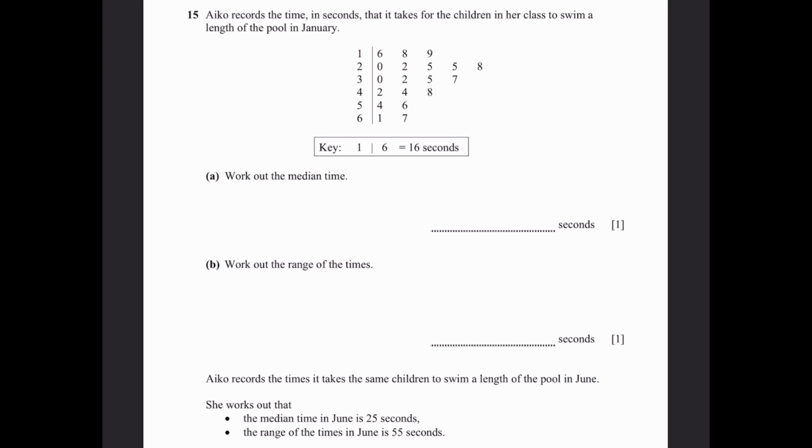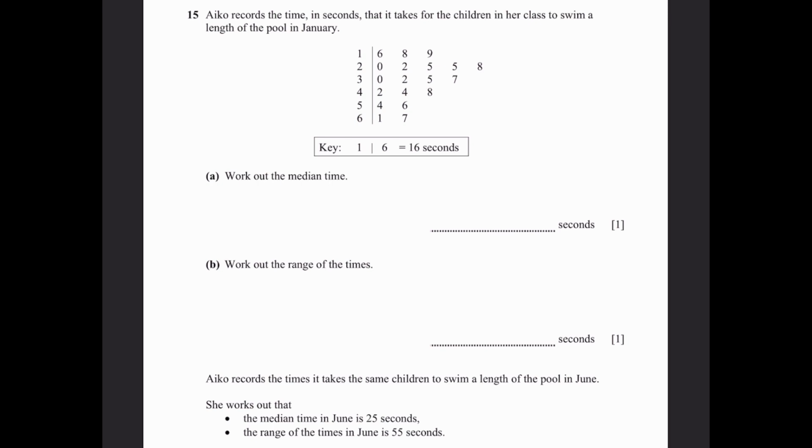Question 15. Aiko records the time in seconds that it takes for children in a class to swim a length of the pool in January. Work out the median time. We have a stem and leaf diagram and we have a key. 1 | 6 is 16 seconds, for example. The median time is the middle value.